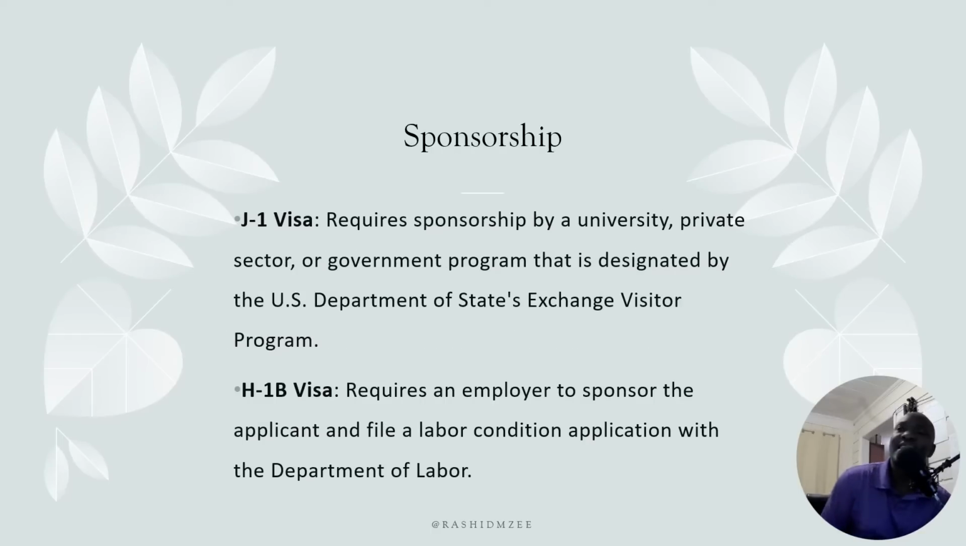Now, the second thing is sponsorship. J1 requires sponsorship by a university, private sector, or government program that is designated by the US Exchange Visa Program, which is the service. It's called the service. And H1B is given by the employer. So the employer has to file a labor condition and then you have to work with a lawyer. So for the J1, you are given something called a DS 2019.